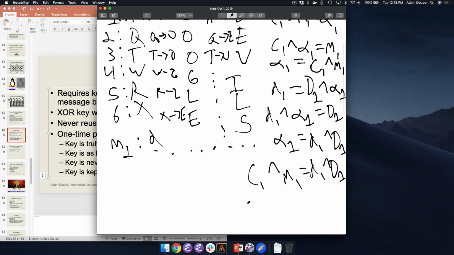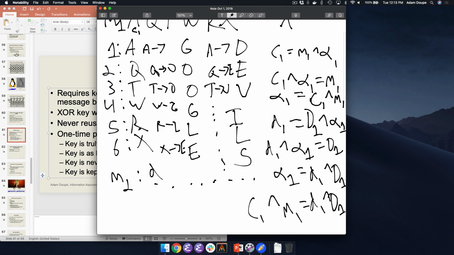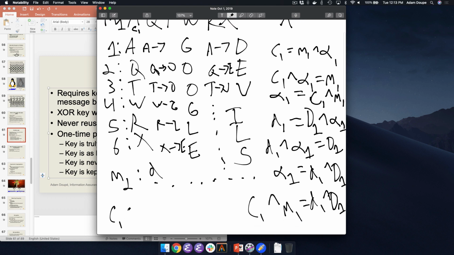Can't you just automatically get what the first key is? Because we know what the plain... no, we don't know the plain text. We don't have the plain text, but we do have the ciphertext. It should be the case that C1 XOR D1 is equal to alpha, because they've both been shifted by XOR, so you should be able to go backwards by XORing them with each other.